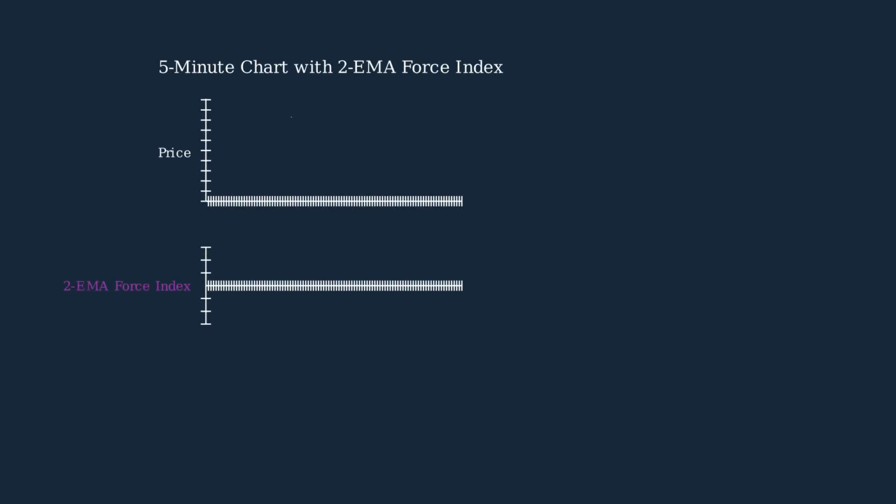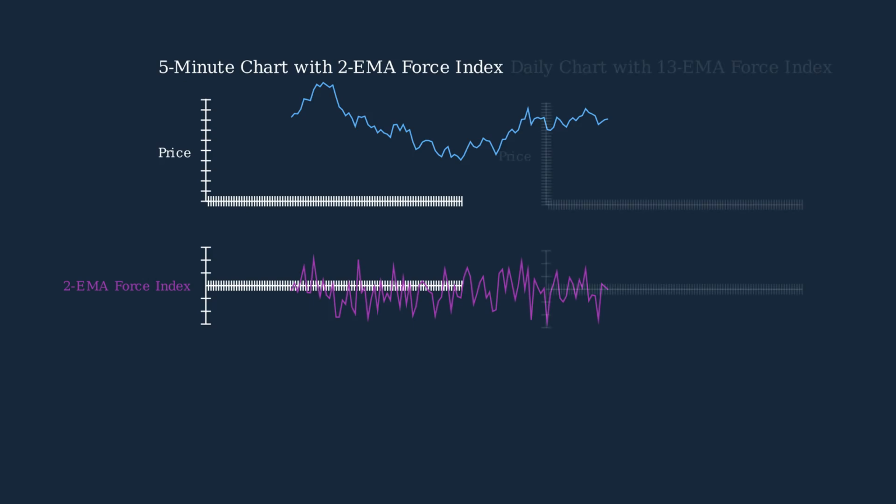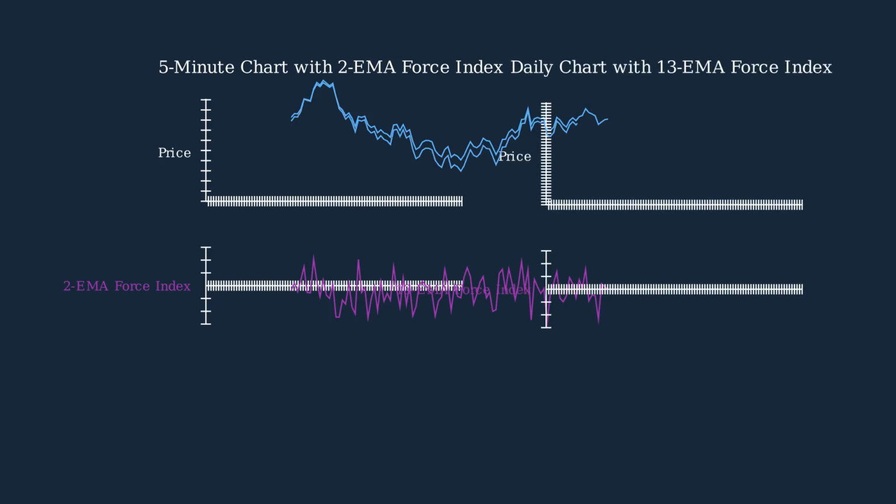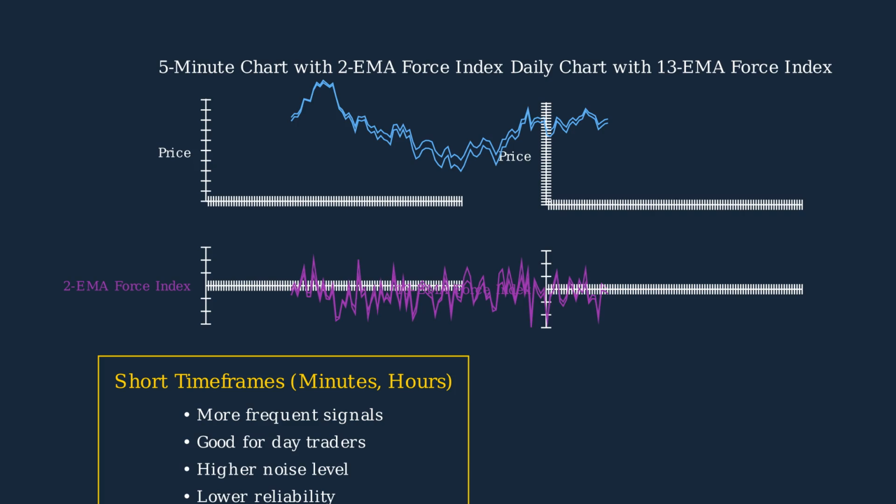The Elder Force Index can be applied to any time frame, from intraday charts for short-term trading to weekly or monthly charts for longer-term analysis. Short-term traders typically use a 2-period EMA on 5-minute charts for day trading signals. These shorter time frames generate more frequent signals, but with higher noise levels, making them less reliable.